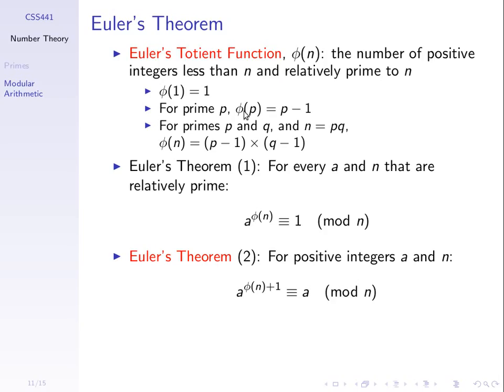Those properties are listed here. The totient of 1 is 1. That's a definition. For prime P, the totient of P is P minus 1. We saw that. And this property we just saw, the totient of N, when N is made up of multiplying two primes, P and Q, is P minus 1 times Q minus 1. We'll take advantage of that as well. Next week we'll see some further theorems that take advantage of some of these properties, and then we'll move on to public key cryptography and see an algorithm that uses these properties to make it secure.